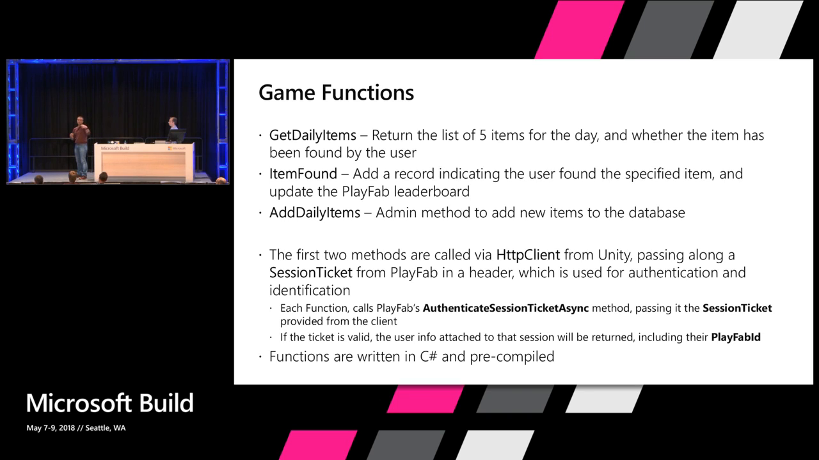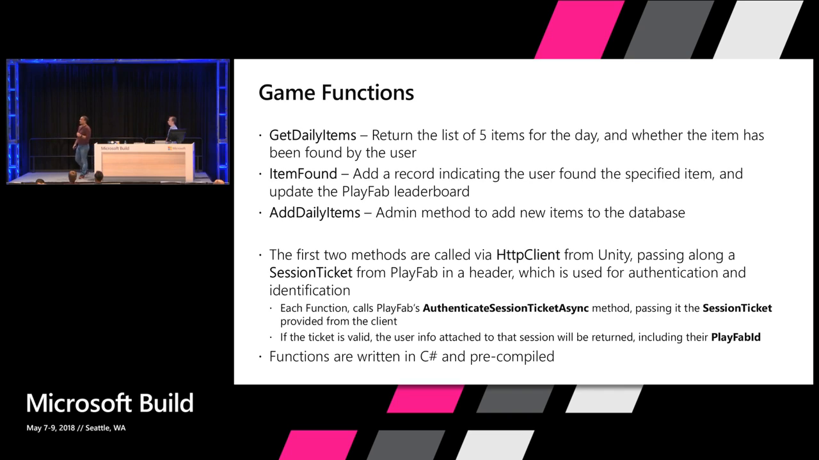The other function we have is called item found. Item found is called by the Unity client when the user has successfully taken a photograph. So when Brian took a picture of my awesome shoe, an entry was posted to the item found function, which in turn will post this item to Cosmos DB and will update the PlayFab leaderboards. And the third function is called add daily items, which is called by the administrator because, well, there must be somebody that updates the items for any given day. We're using this function to achieve that.